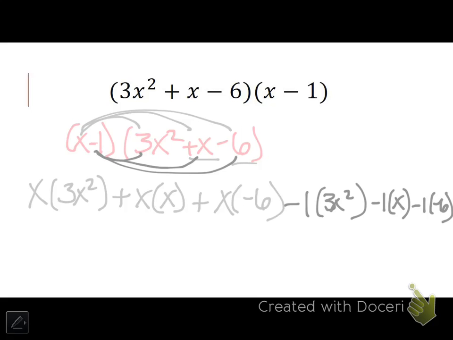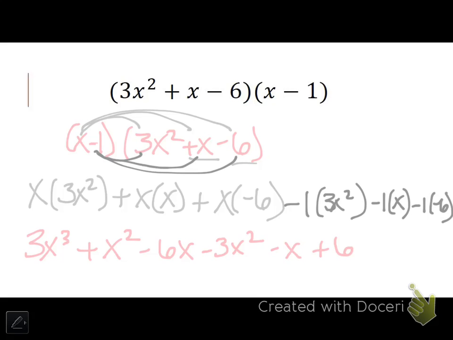Now we can go ahead and multiply these and figure out what everything is. So x times 3x squared is 3x cubed, because when we multiply things with the same base, we add their exponents. X times x is x squared. X times negative 6 is negative 6x. Negative 1 times 3x squared is negative 3x squared. Then we got negative x, and then negative 1 times negative 6 is a positive 6.